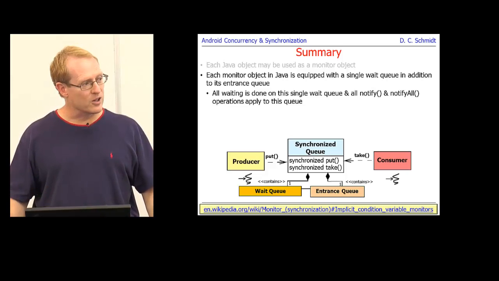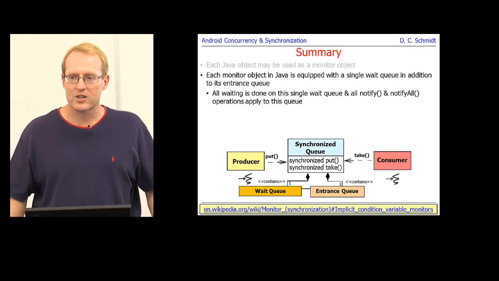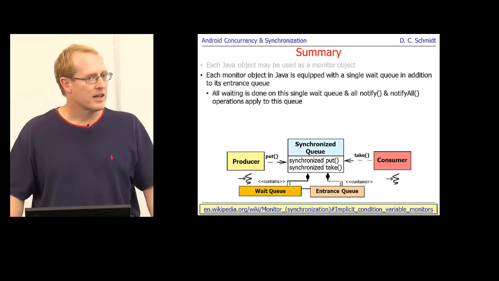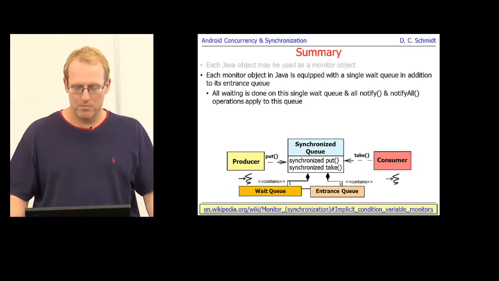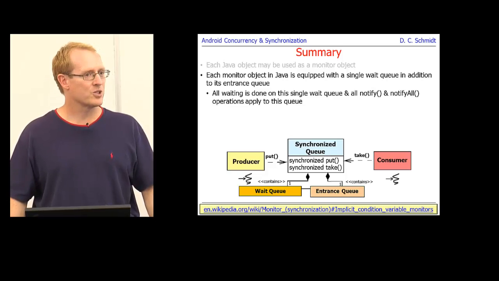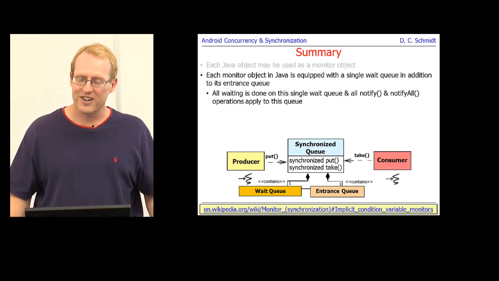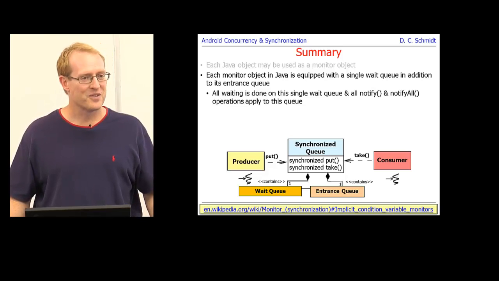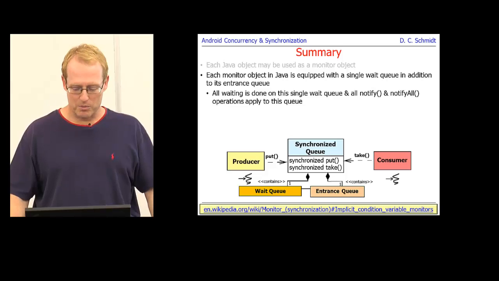If you're interested in learning a bit more about this concept, take a look at the Wikipedia article on monitors and read about implicit condition variable monitors. Java objects, by default, are implicit condition variable monitors, with all the pros and cons that come from that.